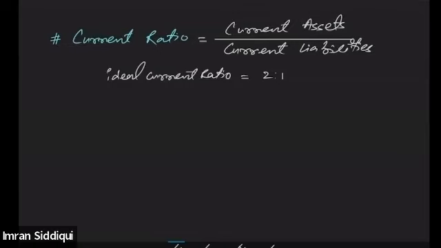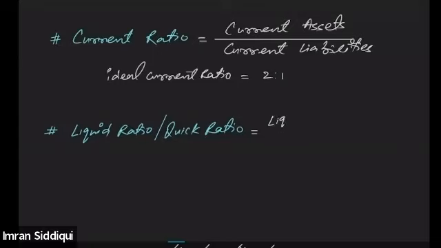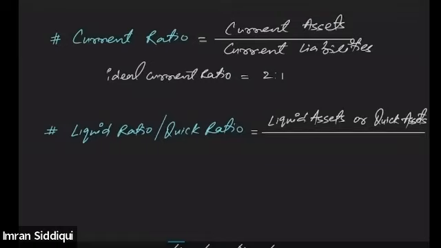So to find out the current ratio, we have to apply this formula. Now we talk about the calculation of the quick ratio. We have a simple formula. Quick ratio, or you can also call it liquid ratio, is calculated by dividing the liquid assets or quick assets divided by the current liability.